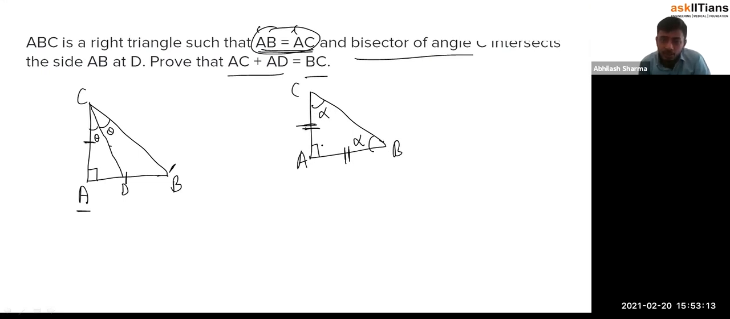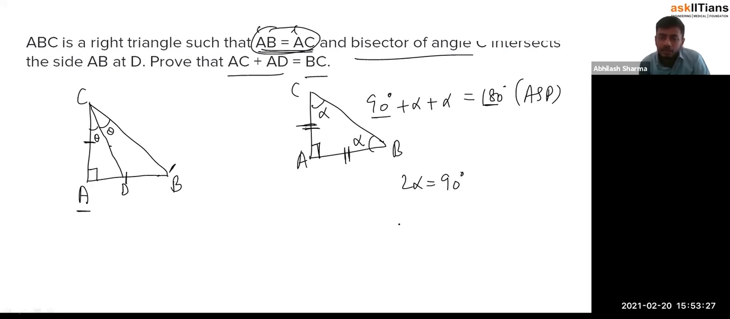Using angle sum property, I can write 90 degree plus 2 alpha should be 180 degree. And of course, from here you get 2 alpha equal to 90 degree, because 180 minus 90 will be 90. So alpha comes out to be 90 by 2 or 45 degree, correct? So this will be 45 degree, okay? Similarly, this one also will be 45 degree, angle C also.